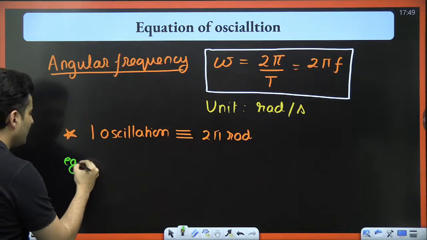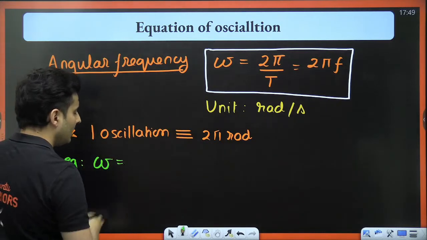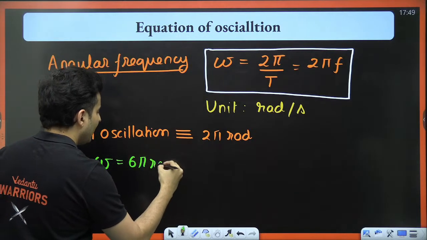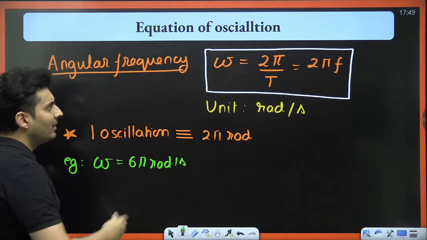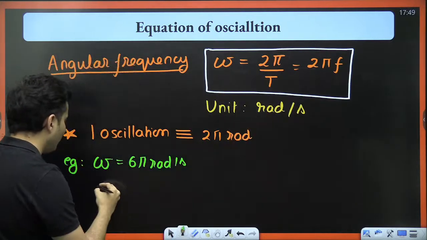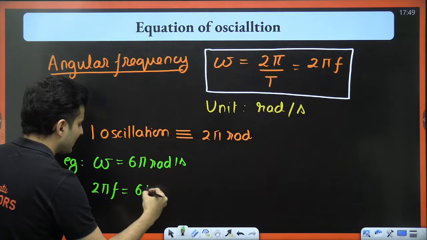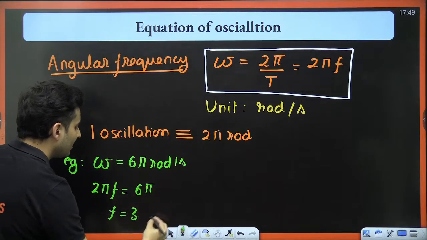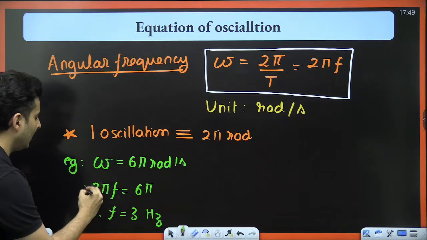Say, if I tell you the angular frequency omega of an oscillation is, let's say, 6 pi radians per second, then can you find the frequency? Yep, omega is 2 pi f. So 2 pi f is equal to 6 pi. Pi gone. So how much will be f? f will be 3 hertz. Are you seeing that?